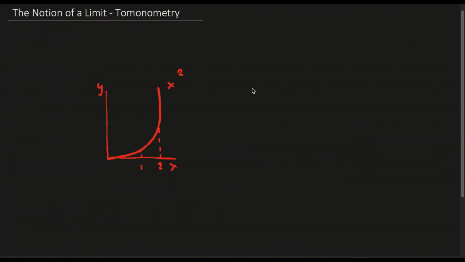Just to convince you that this works, let's look at a graph that's a little easier to analyze, x squared, which we all know. Let's try to find the value at some points and then try to take the limit as well. The value of x squared at x equals 1 is just f of 1, which will just be 1 squared or 1. At x equals 2, we have f of 2, which is just 2 squared, which is 4.